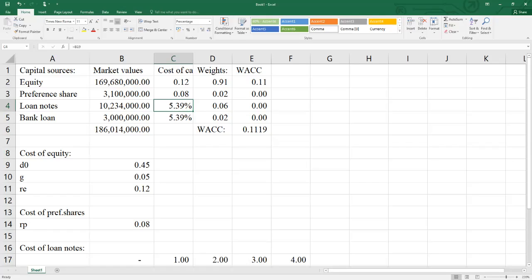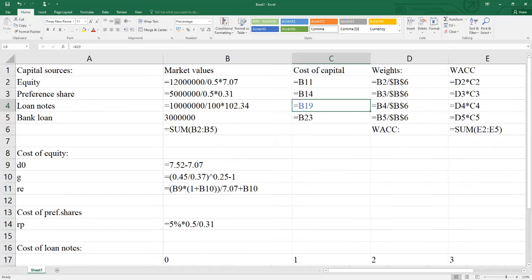Could you show the formulas for the weights? For the weights, okay, the formula for the weights. 0.91 and 0.02. Yeah, those are the formulas for the weights.